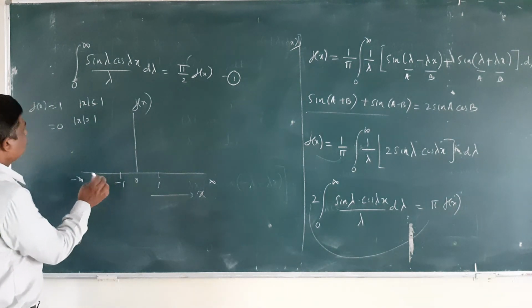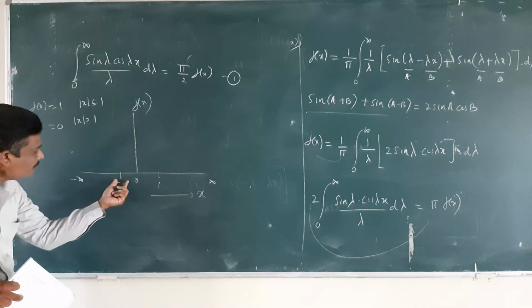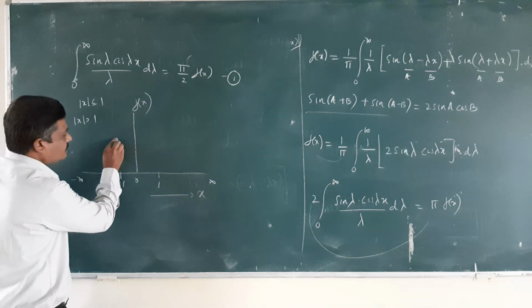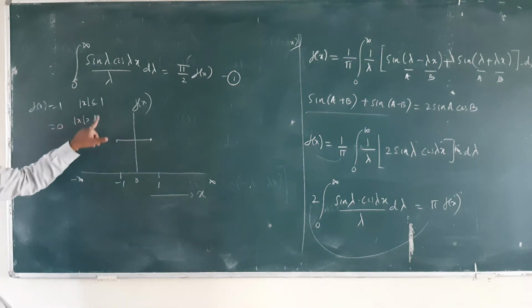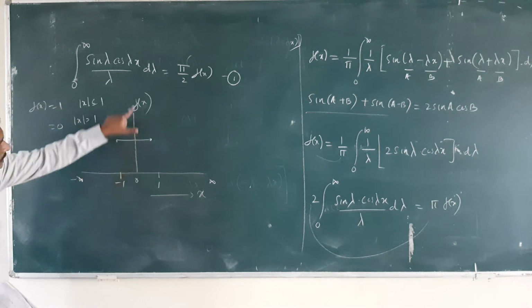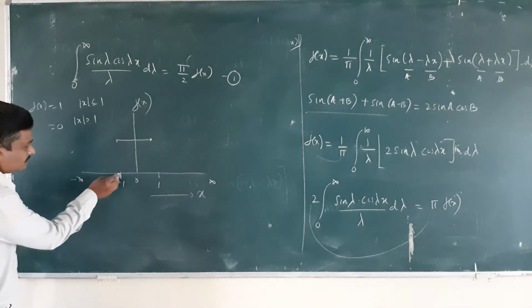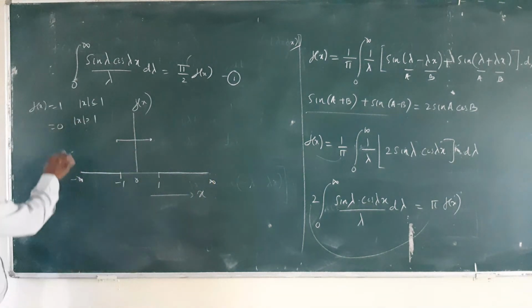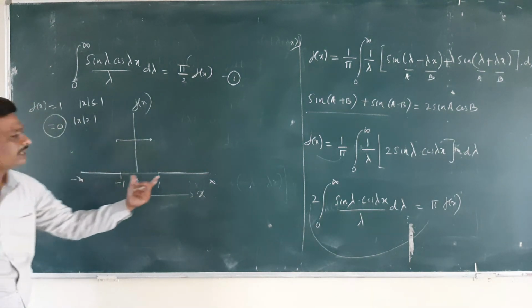For minus 1 to plus 1, the value of f of x is 1. So I will take here some 1 centimeter. For x from minus 1 to plus 1, the value of f of x is 1, that is along y axis. Mod x greater than 1 is nothing but x lies other than this range. Means in this range and in 1 to infinity range, the function f of x is 0. So it lies on the x axis.